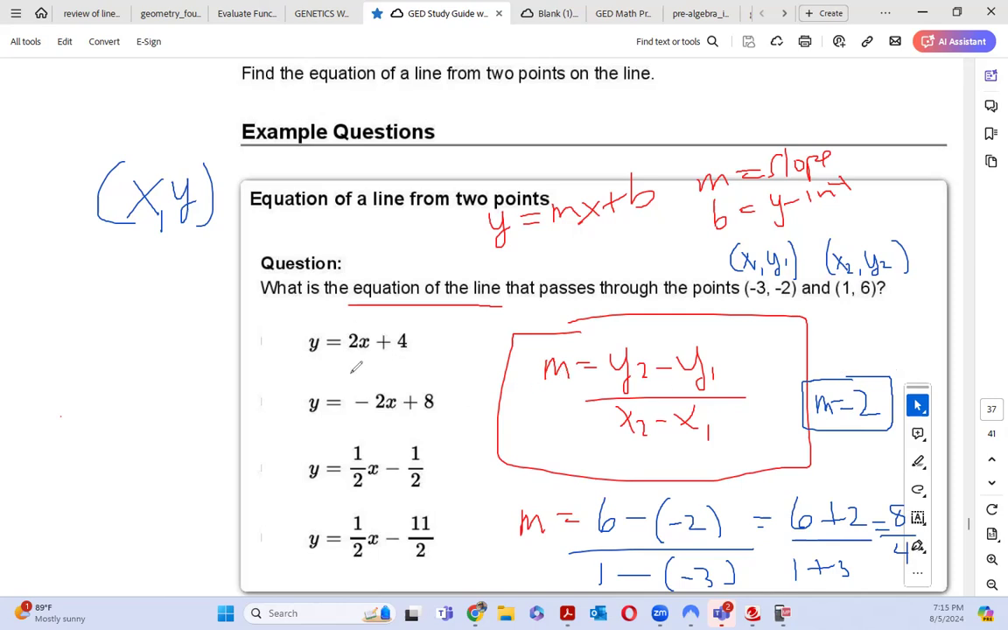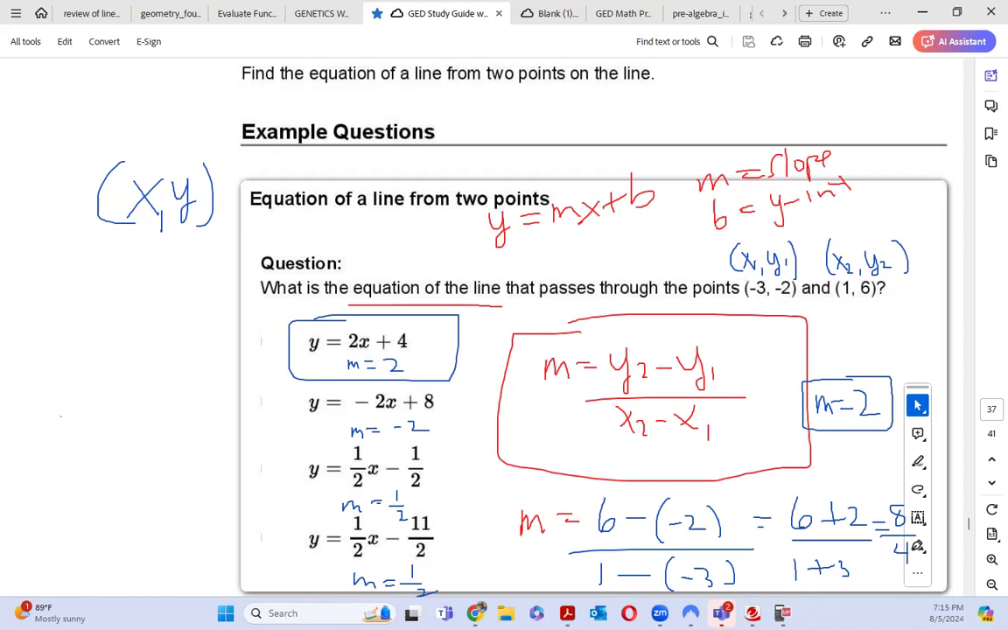Let's look at the options. What's the slope of the first one? 2. What's the slope of the second one? -2. What's the slope of the third one? Half. What's the slope of the fourth one? One half. So if I'm looking for the slope of 2, which option is that? The first one. There you go. No more work. You're done.